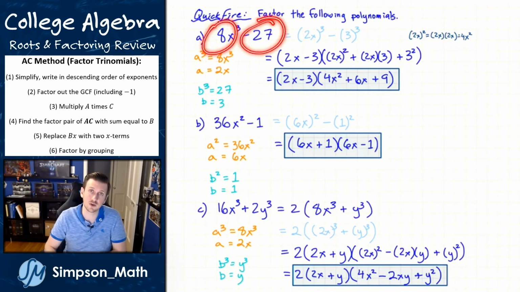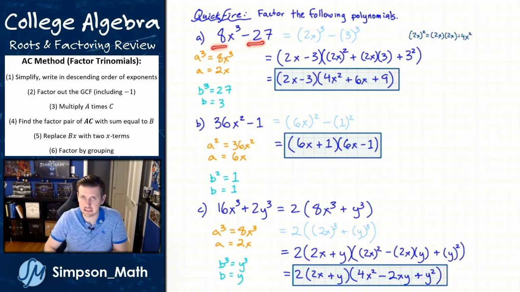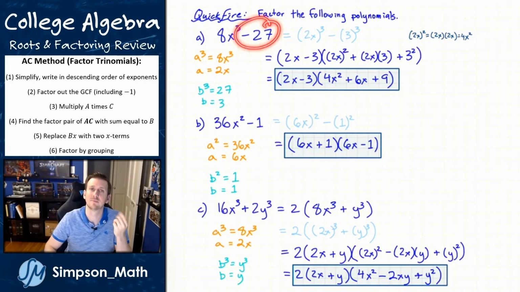Now, on this lecture, it's pretty obvious that it is, but if you're not familiar with your cubes, then just test those. First we know 8 and 27 have no GCF, so I don't have to worry about that. Is 8 a perfect cube? Yep, 2 times 2 times 2. 2 cubed is 8. What about 27? That's 3. 3 times 3 is 9, times 3 is 27. So this is the difference of cubes.